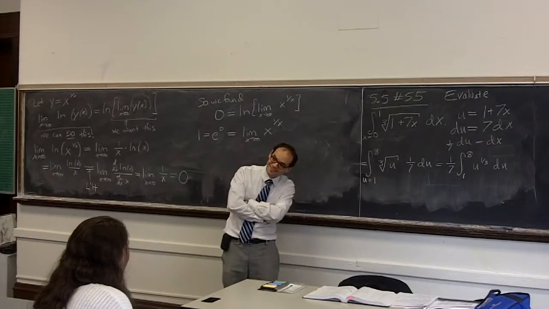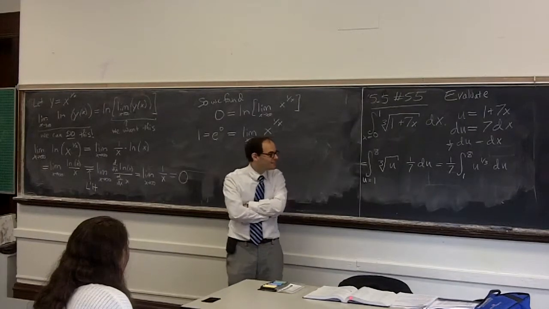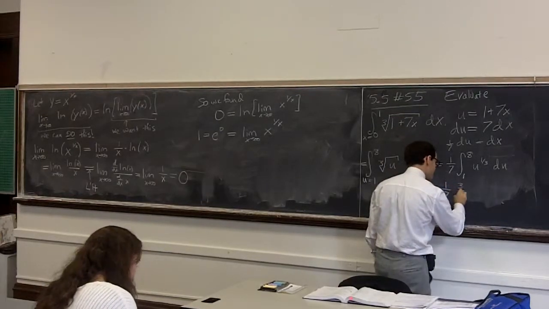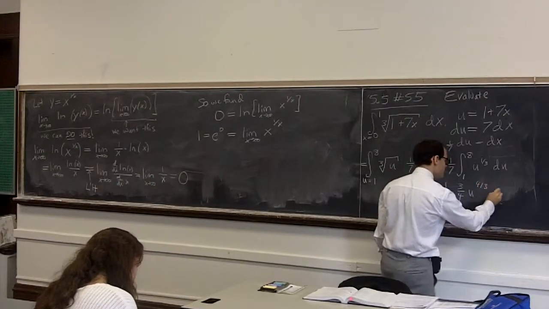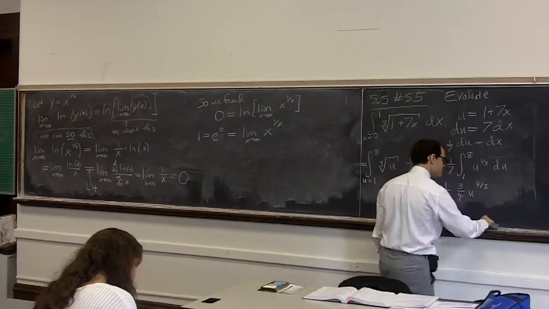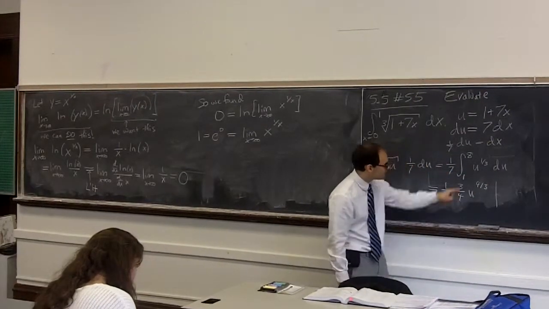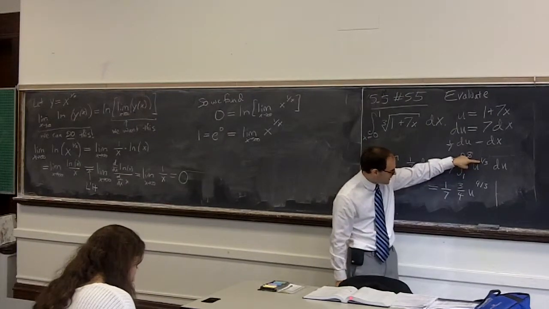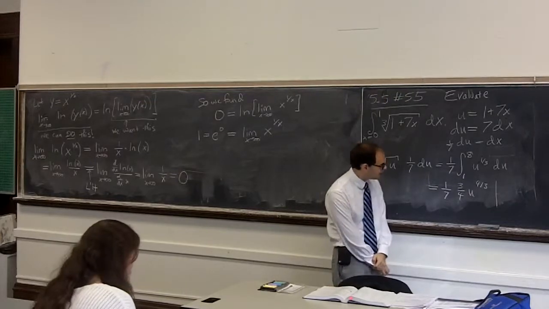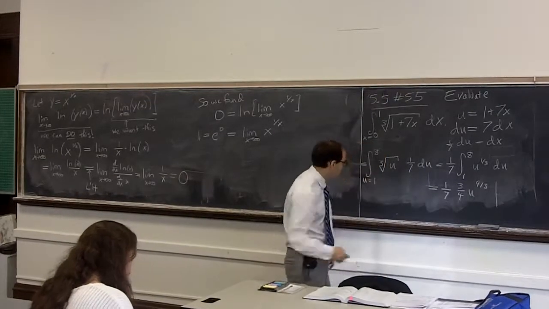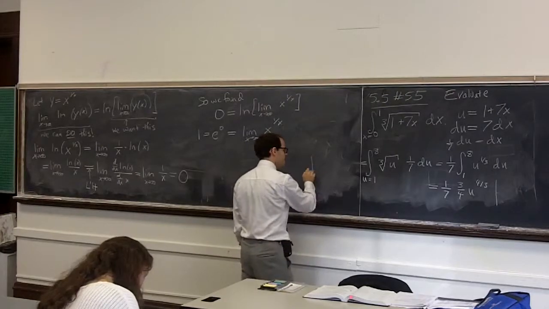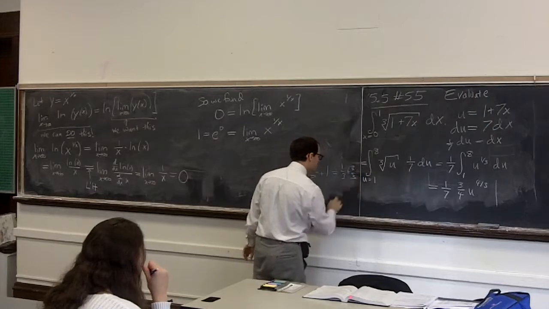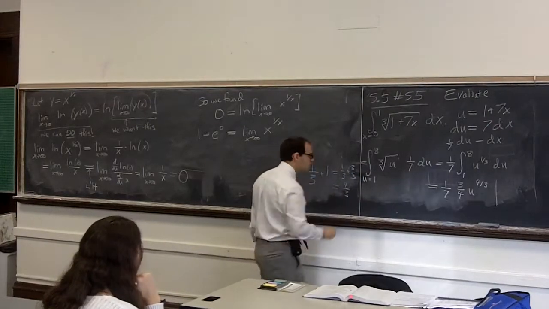Yeah? 3/4 u to the 4/3. Yeah. And how'd you get that? You would do 1/3 plus 1 up here, and then reciprocate the fraction. Yep. So what's 1/3 plus 1? Well, that's 1/3 plus 3/3. Yes, that is 4/3.